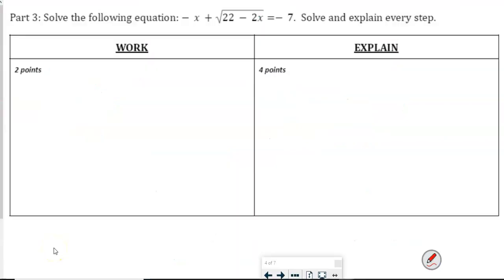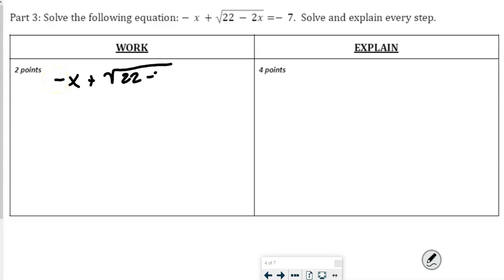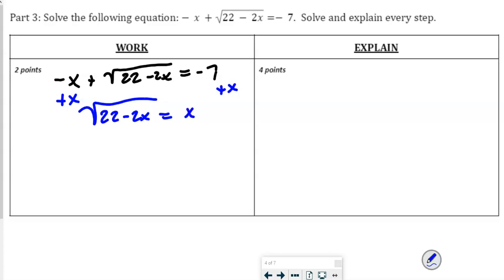Okay. So here's our part 3. It says solve the following equations. Negative x plus the square root of 22 minus 2x equals negative 7. Solve and explain every step. So what we're going to do first is rewrite the problem down here. So I'm going to do negative x plus the square root of 22 minus 2x equals a negative 7. So the first thing I want to do is get rid of that negative x. So I'm going to add x to both sides. So that's going to give me the square root of 22 minus 2x equals x minus 7, y'all. Okay?